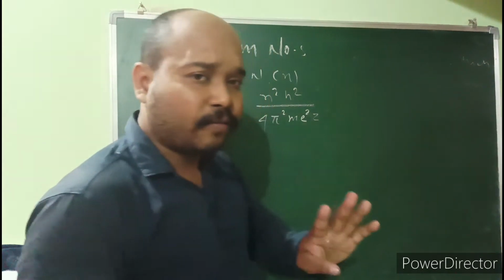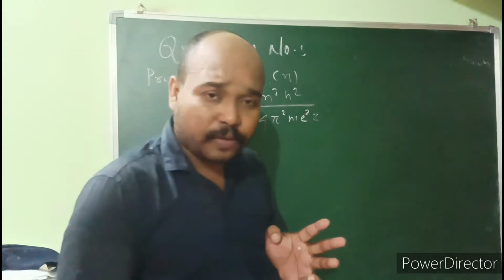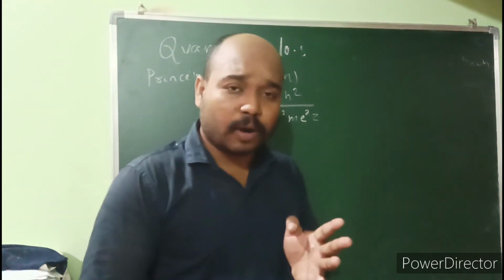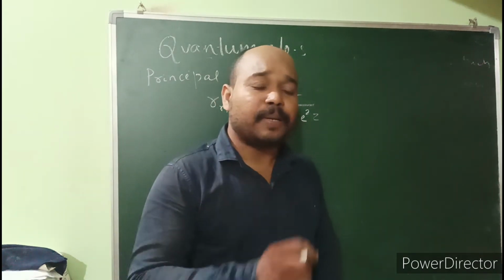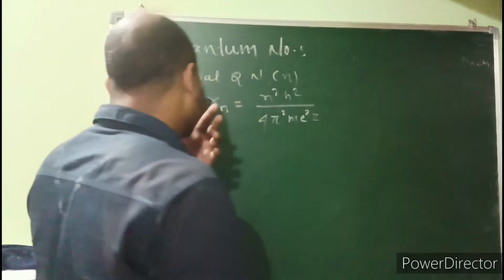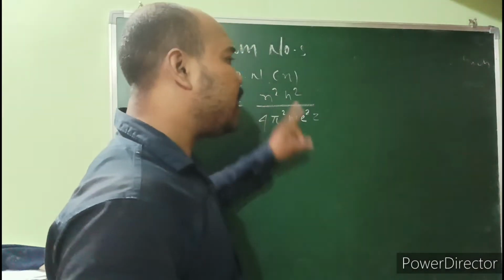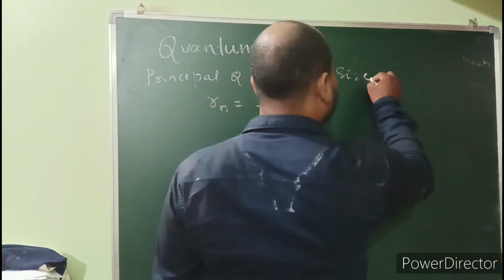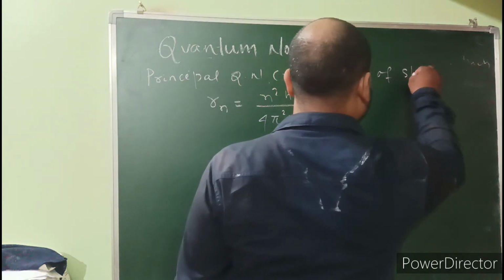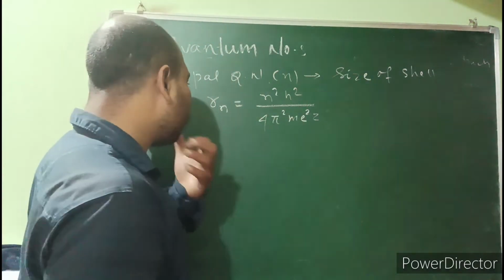Basically, there are four types of quantum numbers: principal quantum number, azimuthal quantum number, magnetic quantum number, and spin quantum number. Here the principal quantum number, denoted as n, helps us to determine the size of the shell and energy also.